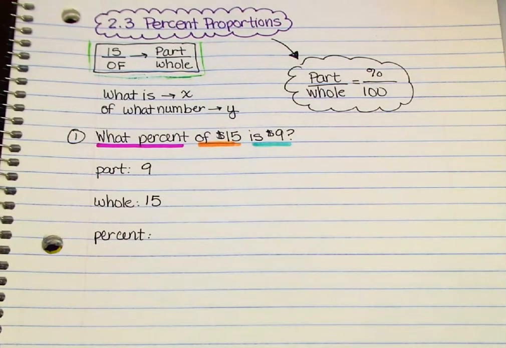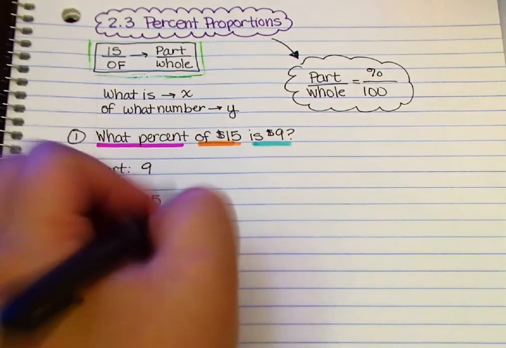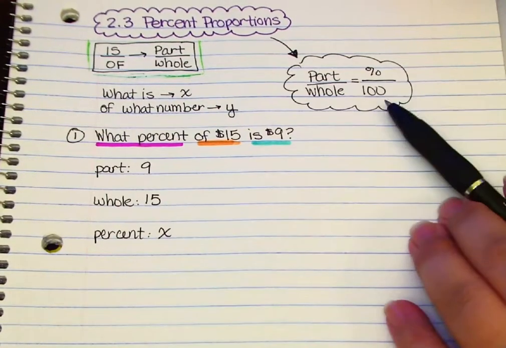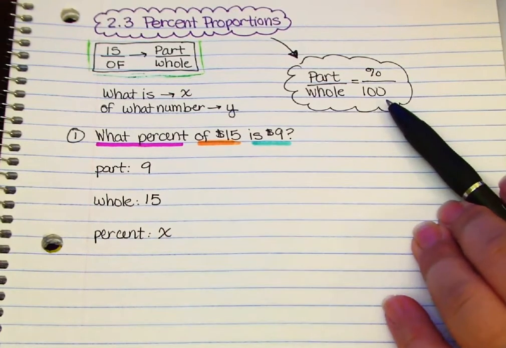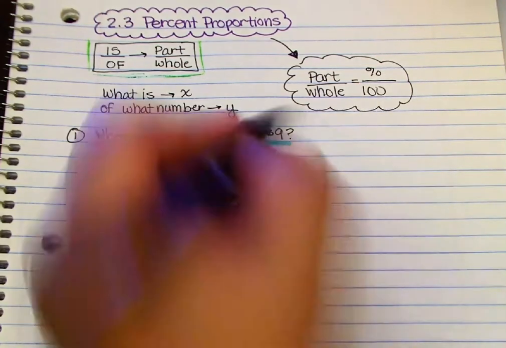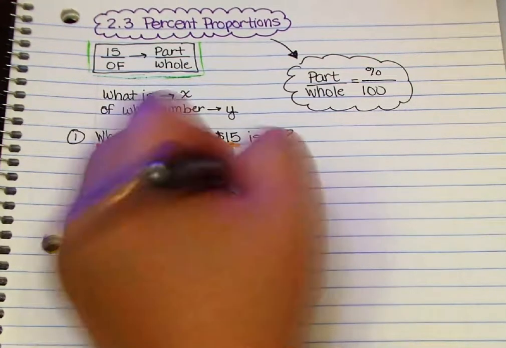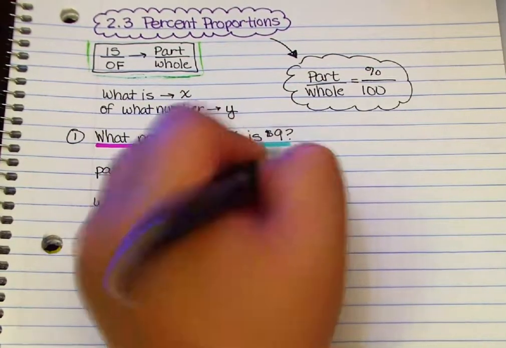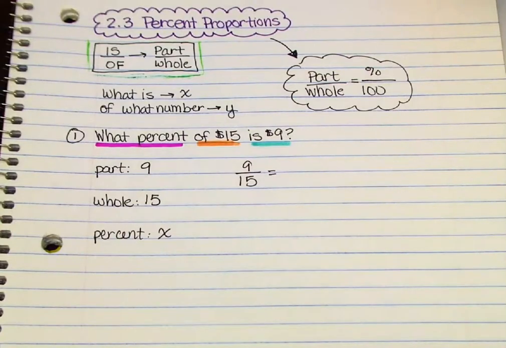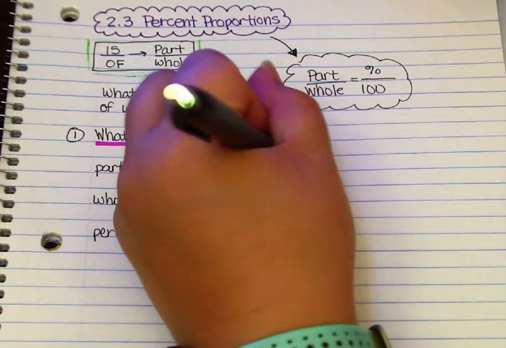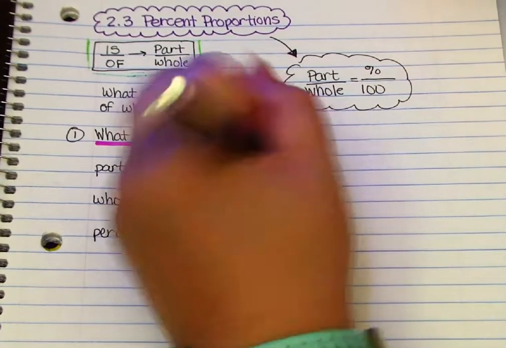So we can use any variable we want. I tend to use X. So this is all we need to write our percent proportion. Now we're just going to use the formula for our percent proportion, which is part over whole equals percent over 100. So the part is 9. We are going to put it over the whole, which is 15, equals, what is our percent? Well, that we said is our variable because we don't know. So that is that X over 100.